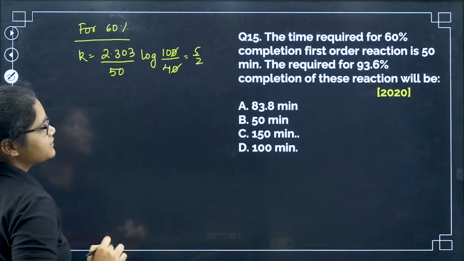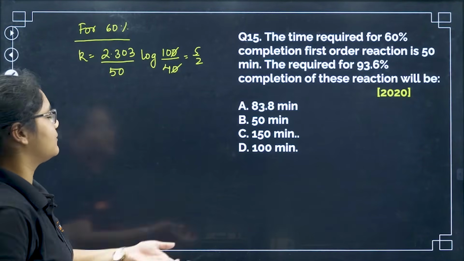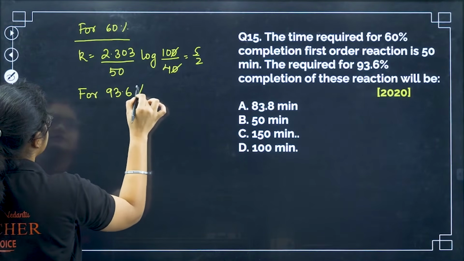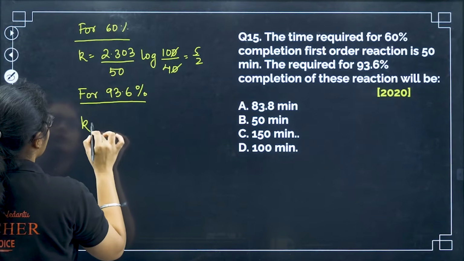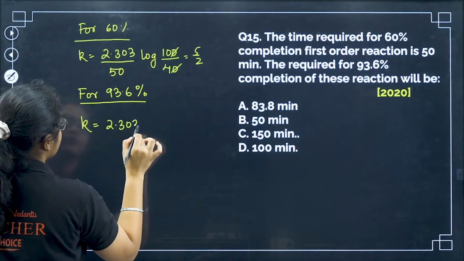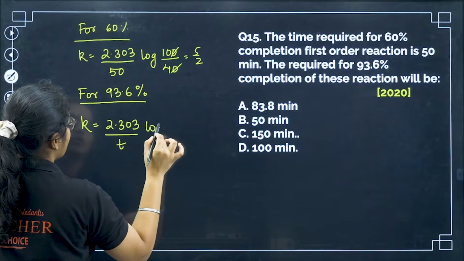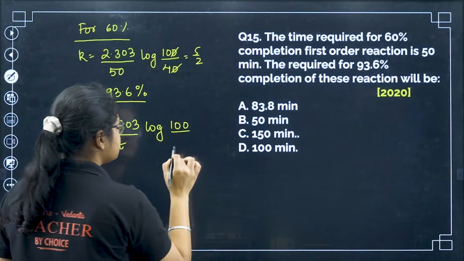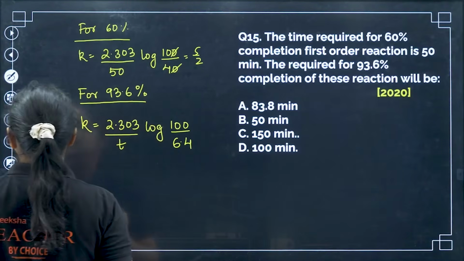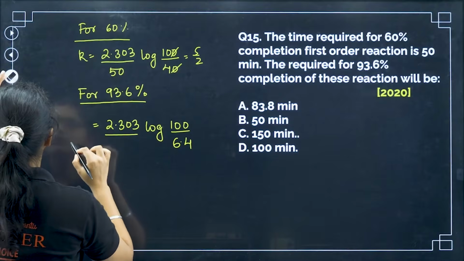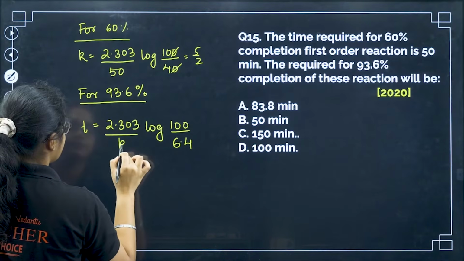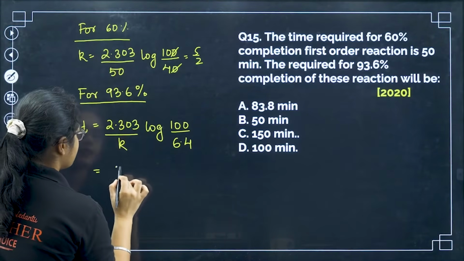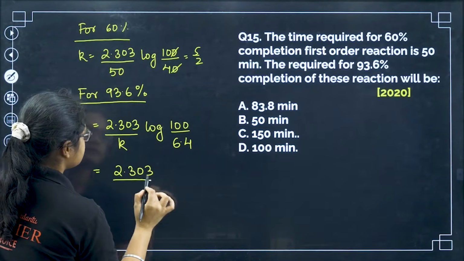Then the question is asking for 93.6% completion. So for 93.6% completion, K equal to 2.303 by T log of 100 by, see, 93.6% is completed, that means what is left is 6.4. Okay, so now if I just solve this for the time required, I can just substitute the K value here. So that is 2.303. What is the K value?